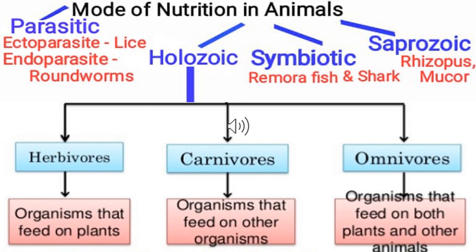Symbiotic. The symbiotic organisms or animals are those which are having the mutual or beneficial relationship between them, as for example, the attachment of remora fish to the shark's body. Saprozoic mode. In this we can see the animals are depending for food on dead decaying matter of organism's body such as rhizopus and mucor.